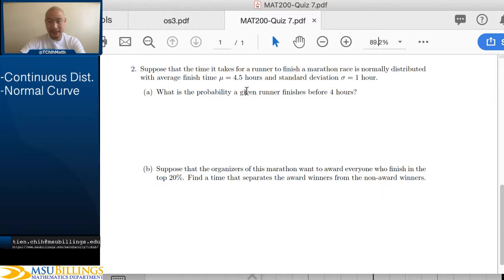There we go. Okay. So suppose the time it takes for a runner to finish a marathon is normally distributed with average finish time 4.5 hours and 1 hour standard deviation. So what's the probability that a given runner finishes before 4 hours? That's part A. And part B, suppose that the organizers of this marathon want to award everyone who finishes in the top 20%. Find a time that separates the award winners from the non-award winners.